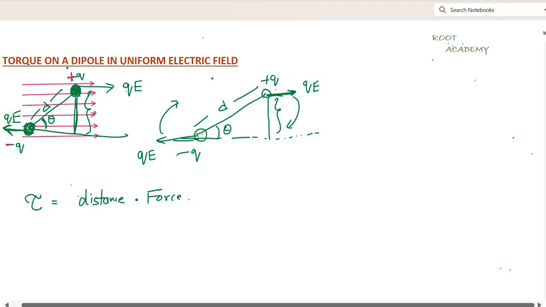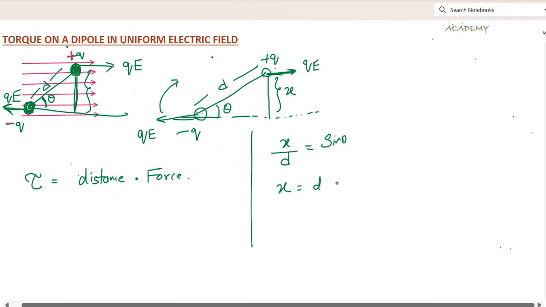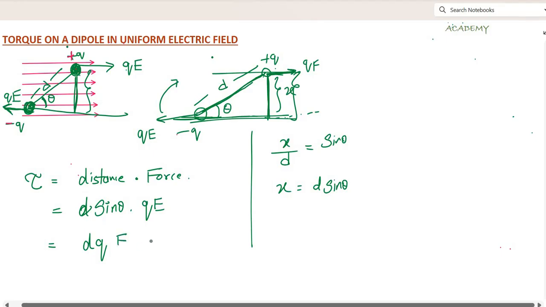Let me call it x. I'm showing you through this diagram, which is easy to understand. Suppose this is x. Can I say x by d is sine theta? So x will be d sine theta, the linear distance. We never take the distance between the forces, we take the linear distance between the forces, F1 and F2. So this will be d sine theta into F, where F is the force, which is qE. If we change the order, it will be dqE sine theta.